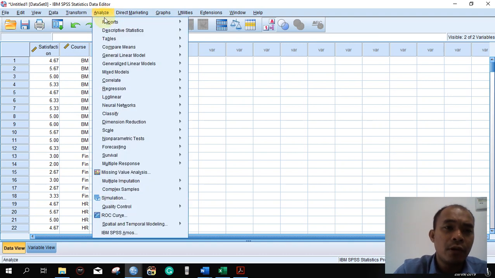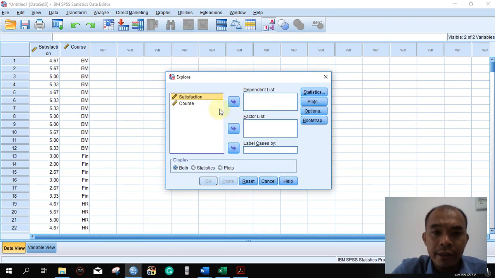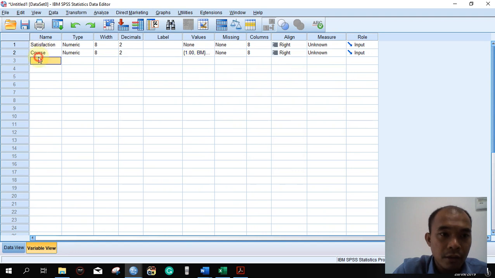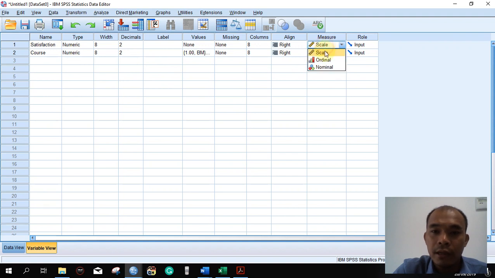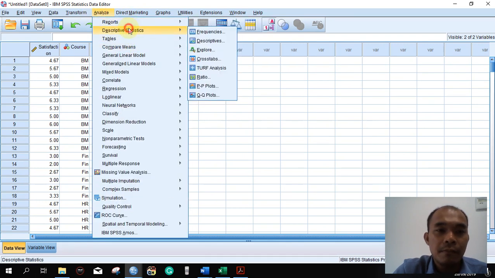assumptions? Same as before: Analyze, you go to Descriptive, Explore, and then we have to change the type of data, the course here. We will change this one to nominal and then the other one to scale. Okay, and then go back: Analyze, Descriptive, and then Explore.